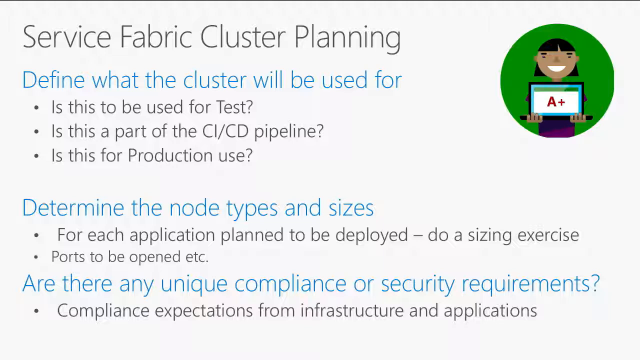So the second thing which you have to do is determine the node types and the sizes. This is very simple. At the bare minimum, you will need one node type. That is the primary node type. So now the only question you're trying to figure out is, do I need other node types? Or can I just put everything in there? That's something which you can do basically by looking at all the applications you or your teammates plan to deploy into this cluster.